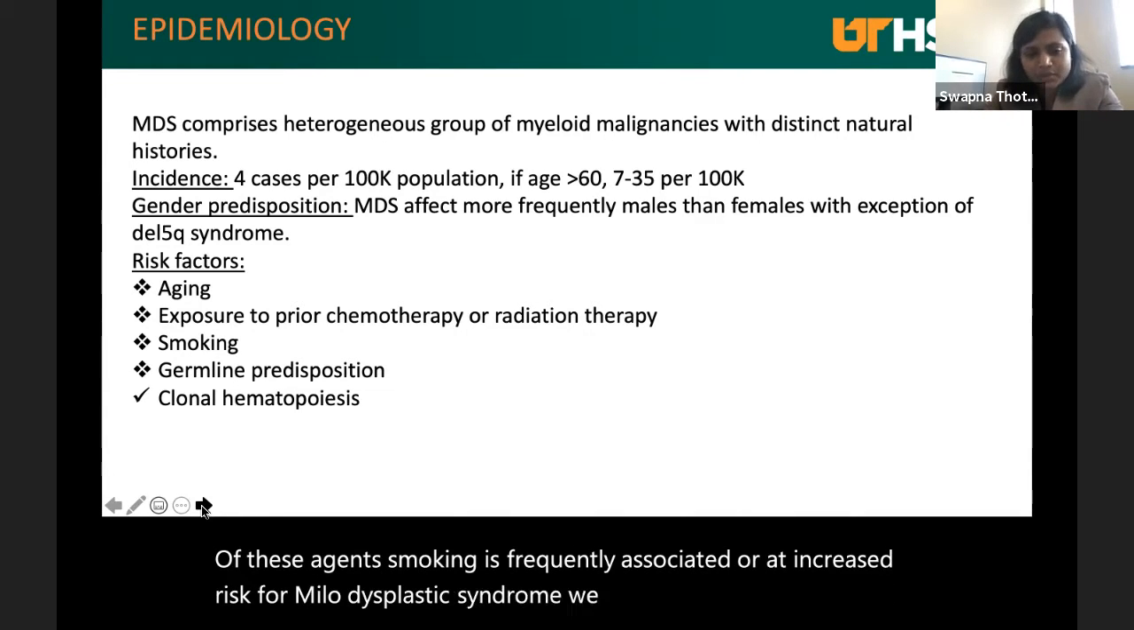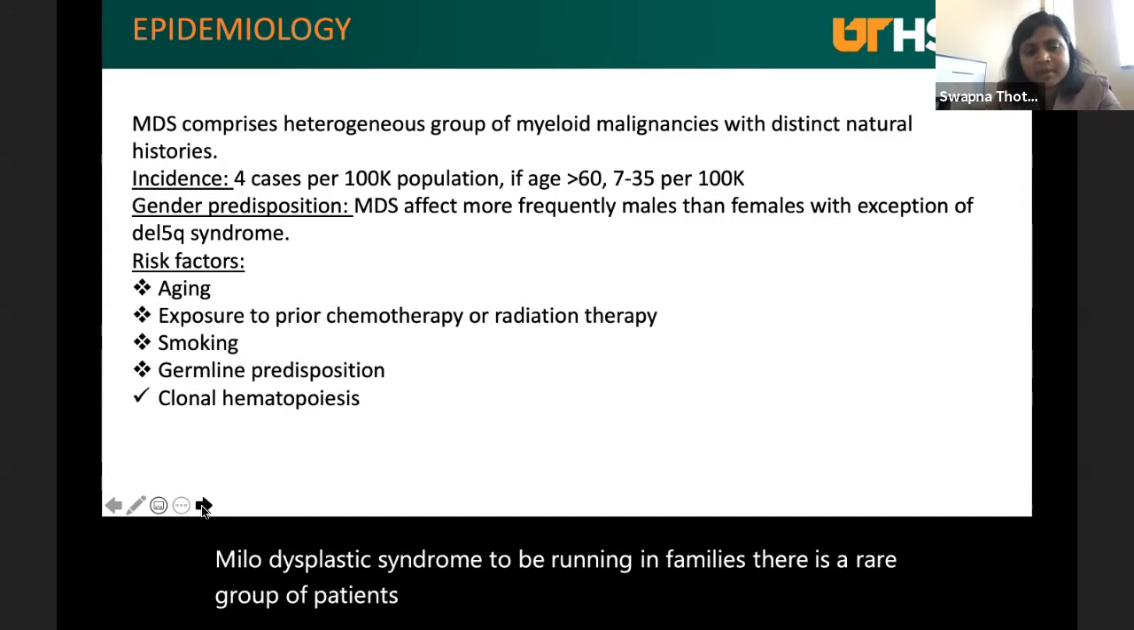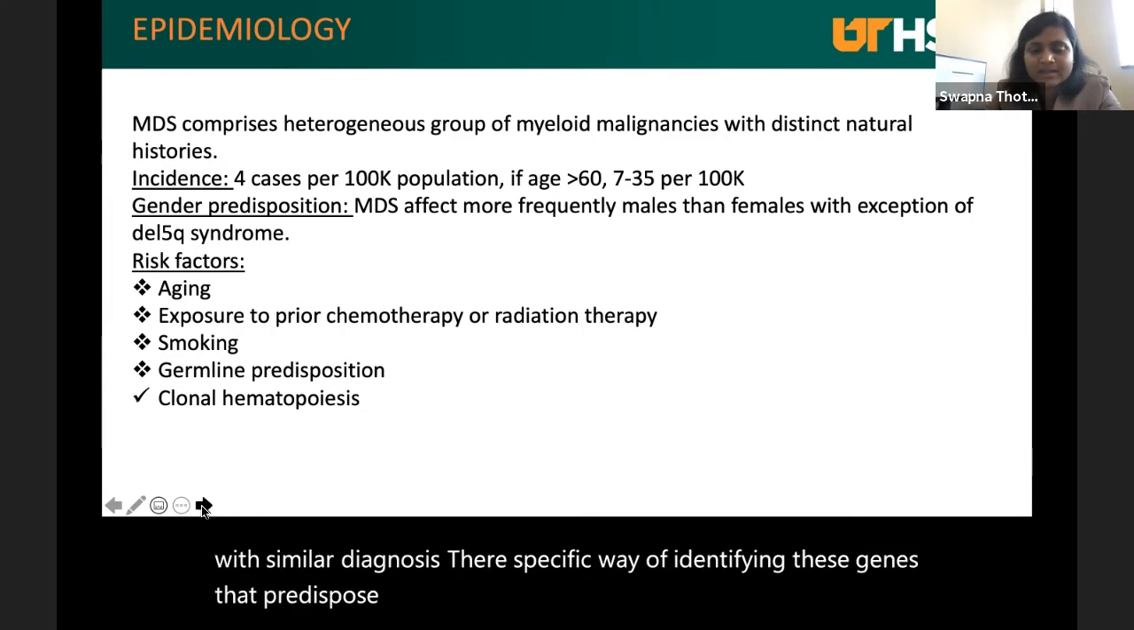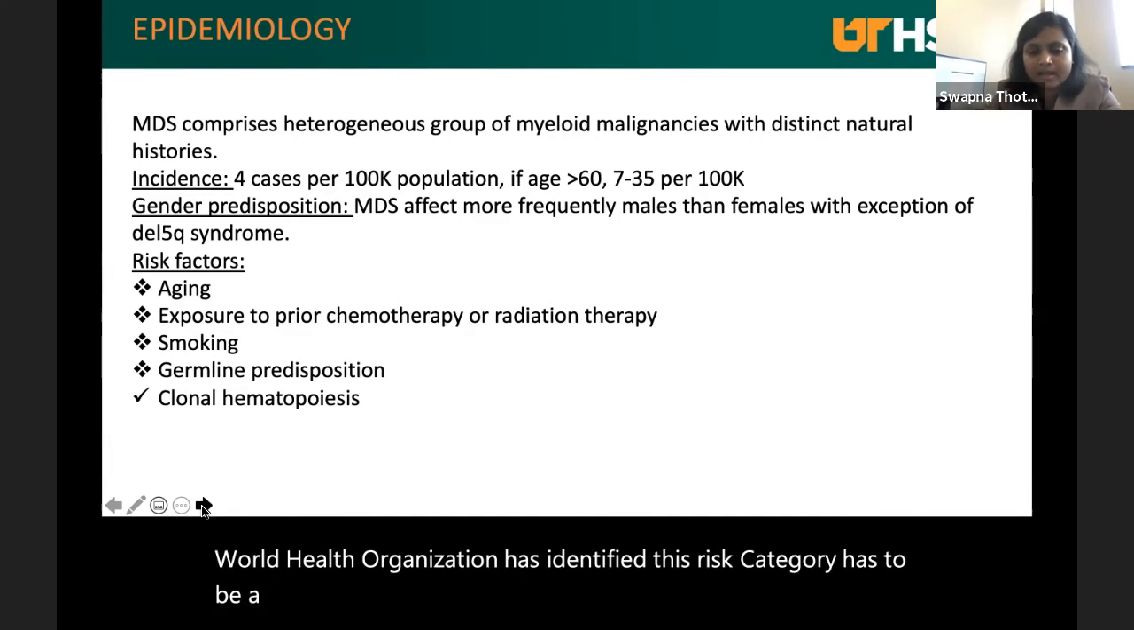Although it is unusual for myelodysplastic syndrome to run in families, there is a rare group of patients where multiple family members are affected with a similar diagnosis. There's a specific way of identifying these genes that predispose these families. This particular scenario is called germline predisposition. The World Health Organization has identified this risk category as a distinct category and has put it in a separate classification.